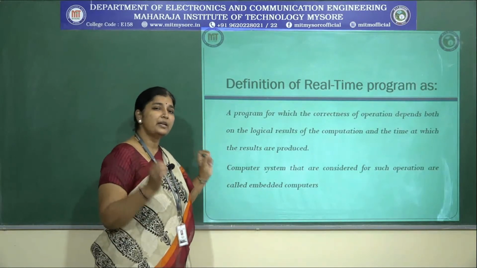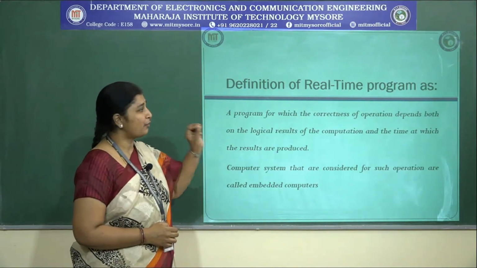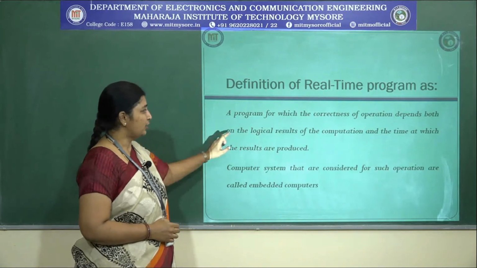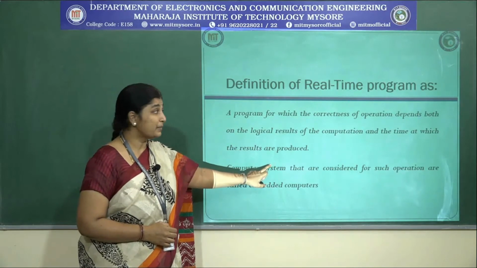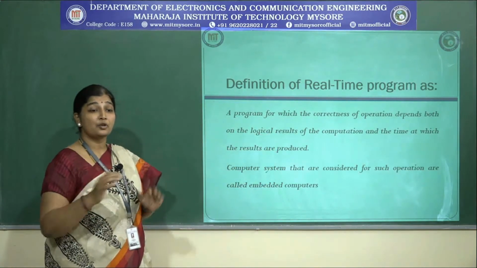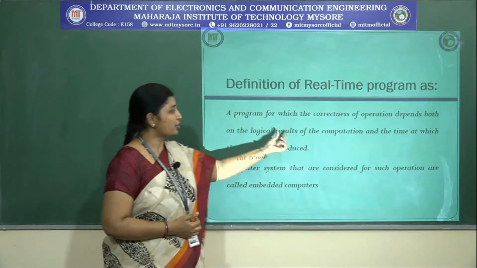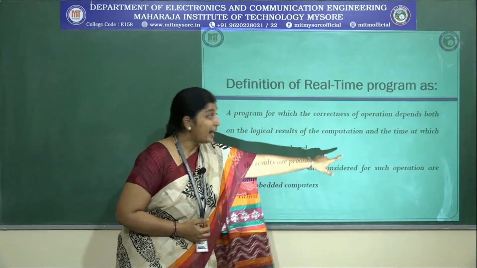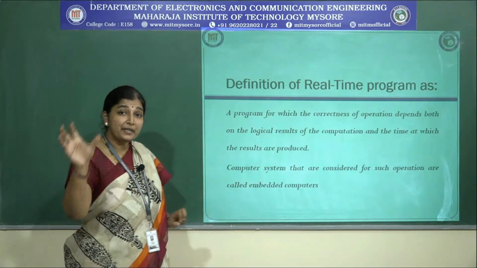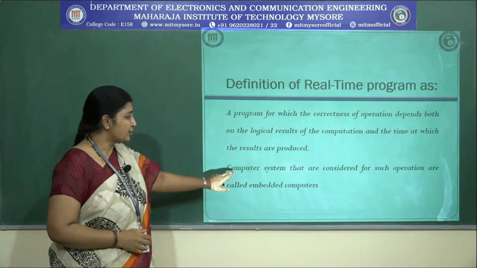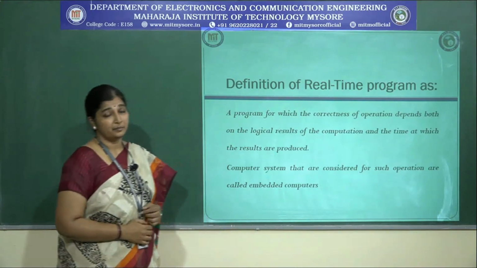But let us go to the simple definition of a real-time system. A program for which the correctness of operation depends both on the logical result of the computation and the time at which the results are produced. What do you mean by that? It mainly depends on all the control actions taking place inside the control system, and you have a logical result based on the computation, with time as a constraint at which the results are produced. So, you have a definite output for a definite input. Computer systems that are considered for such operations are usually called embedded computers.